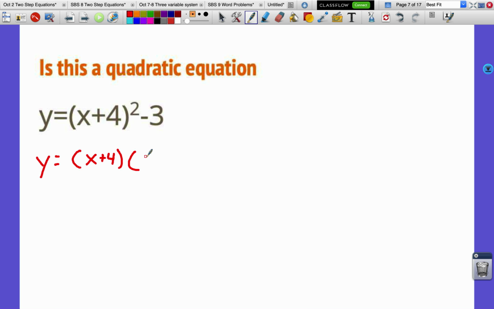Anytime I see a squared, that means take the base and multiply it by itself 1 time. So the base of this exponent is that whole expression there, x plus 4. So I've got to repeat the x plus 4 twice, keeping a set of parentheses around it. Now we have to do a type of distribution that's so common it gets its own acronym. It's called foiling.